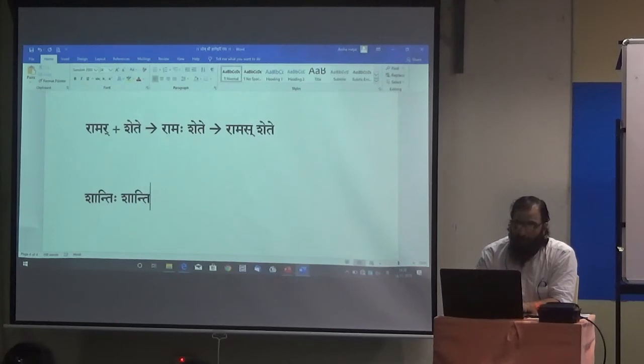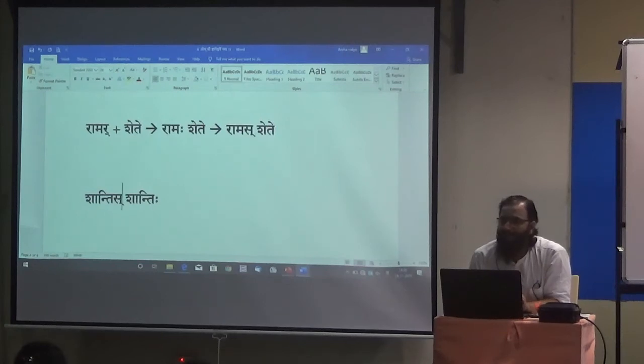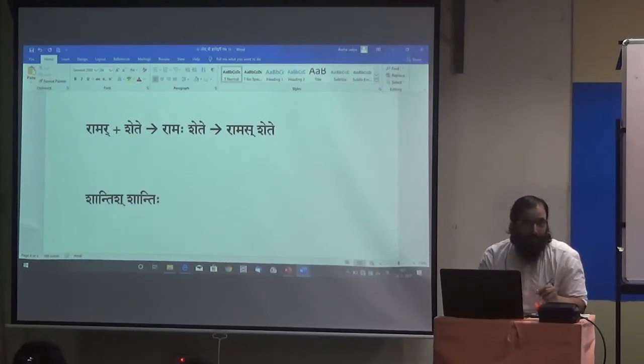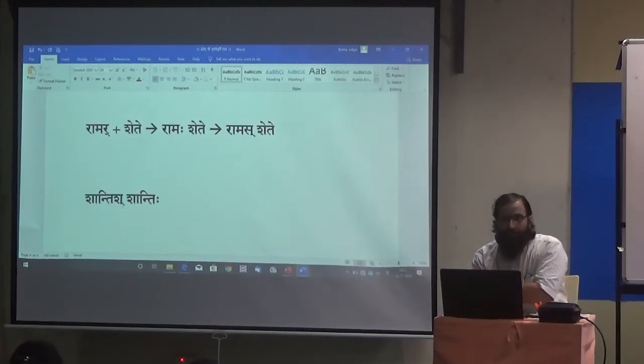Now visarga is followed by shakara, so you can make this visarga as sakara, Shantis. But we don't say Shantis, we say Shanti. This sakara also further undergoes change and becomes shakara. That's next one we are going to see later. We don't say Shantis because we don't stop there. Further sandhi happens. That sakara becomes shakara based on what follows.